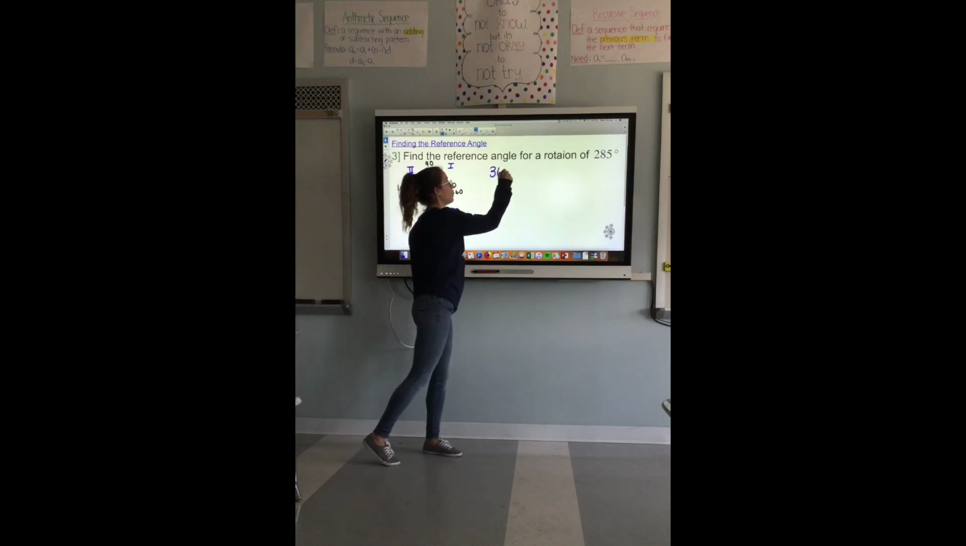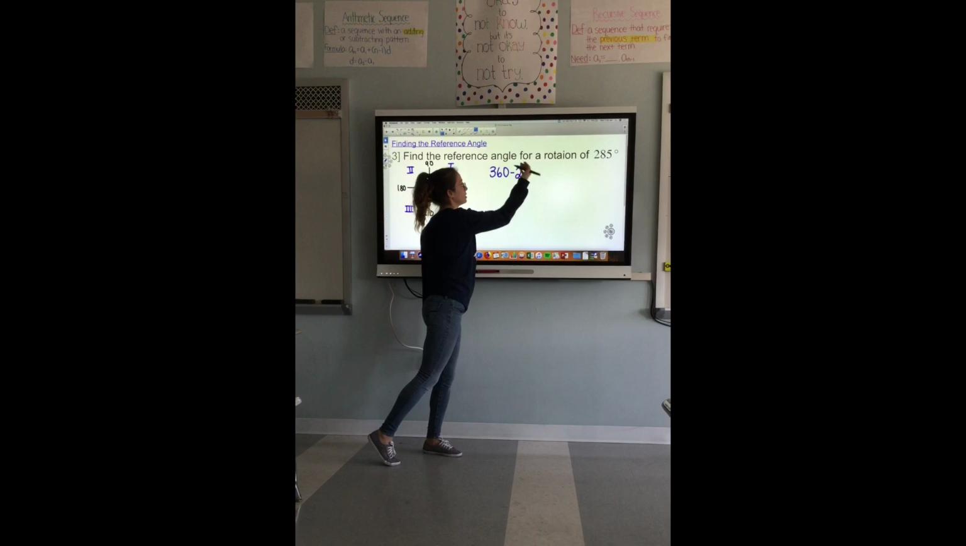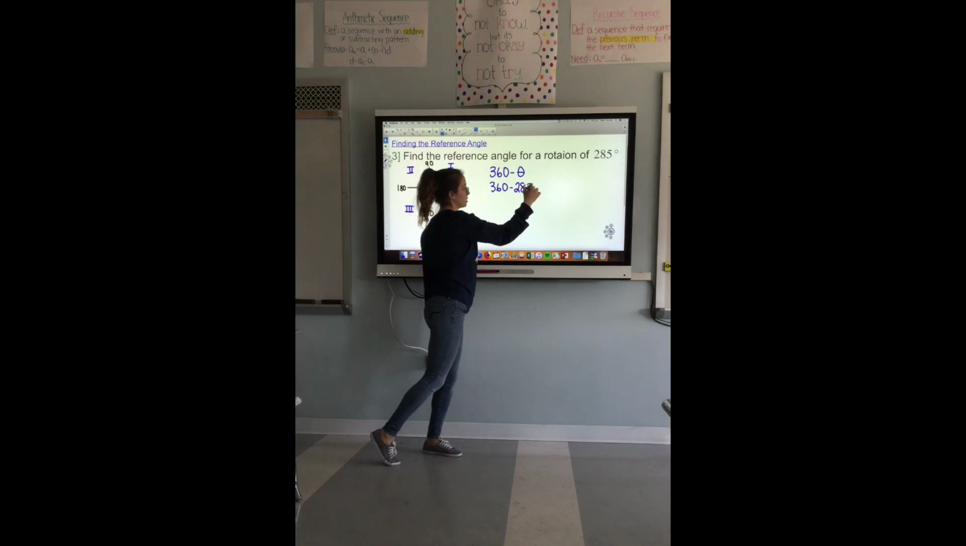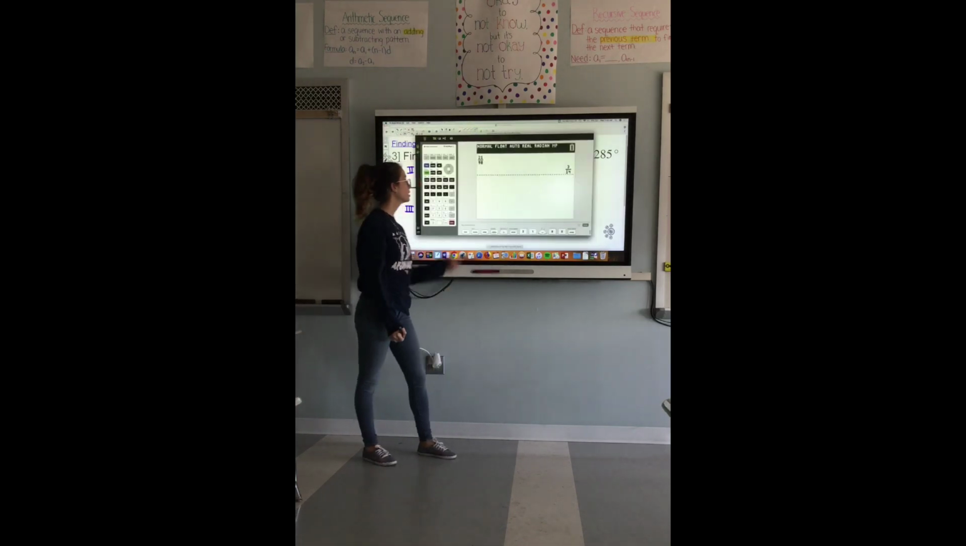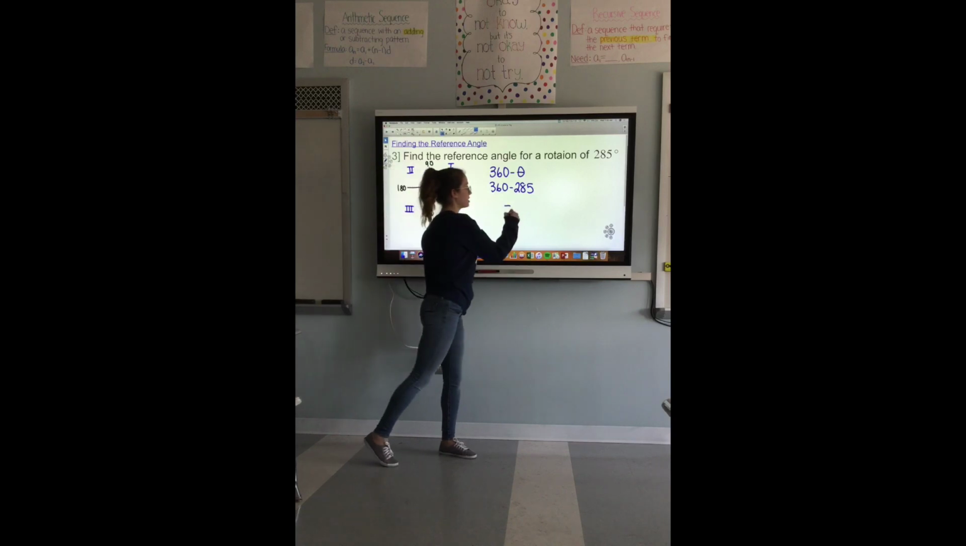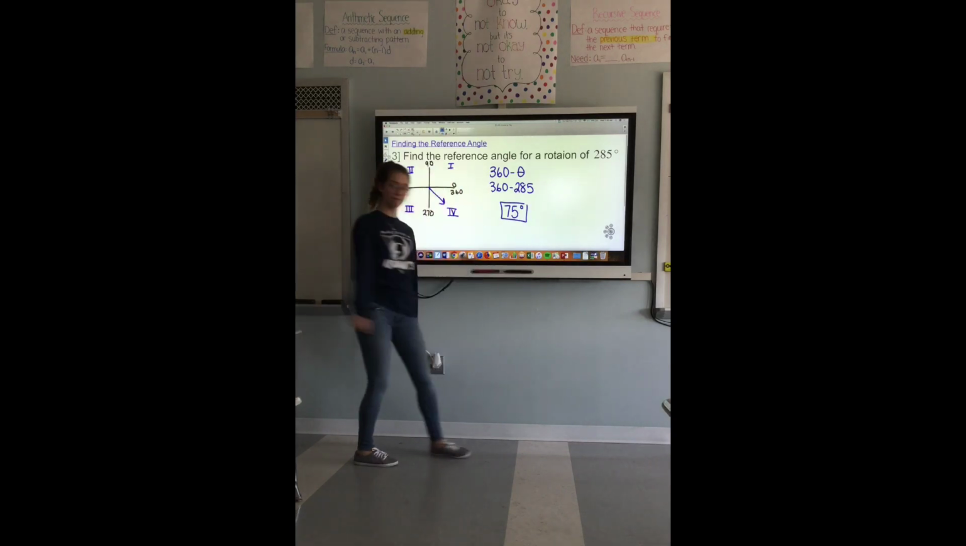So our rule for that was 360 minus theta. Our theta is 285. Then we would do 360 minus 285, and we would get 75. So our reference angle here is 75 degrees.